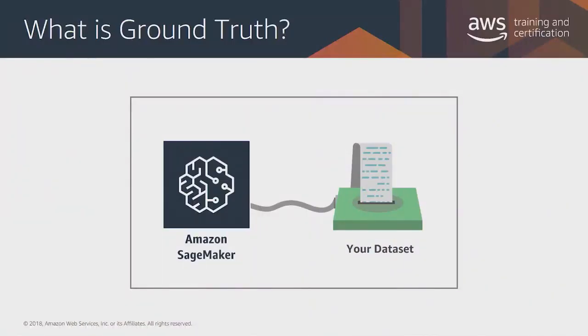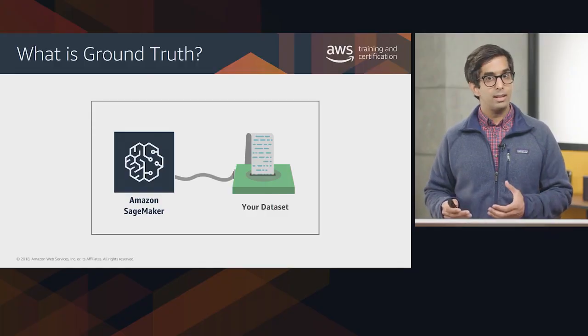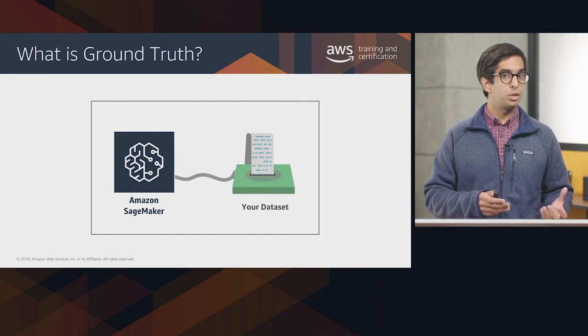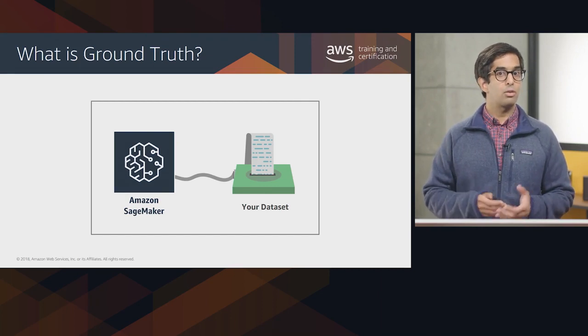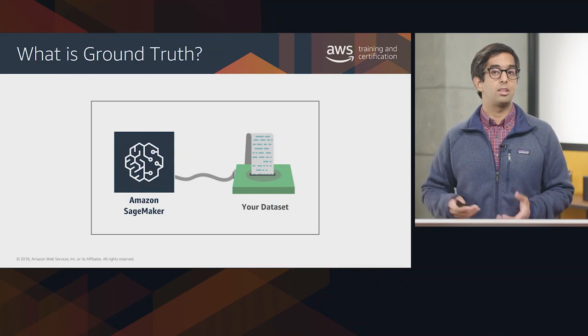GroundTruth is a new capability of Amazon SageMaker that makes it easy for you to efficiently and accurately label the data sets that are required for training machine learning systems. GroundTruth can automatically label some part of the training data set and then sends the rest to human workers for labeling. GroundTruth also uses innovative algorithms and user experience techniques to improve the accuracy of the labeling that's sent to human workers.